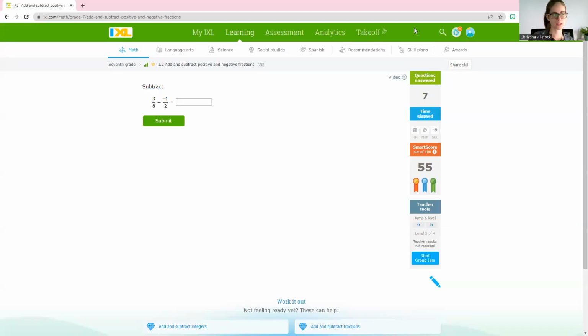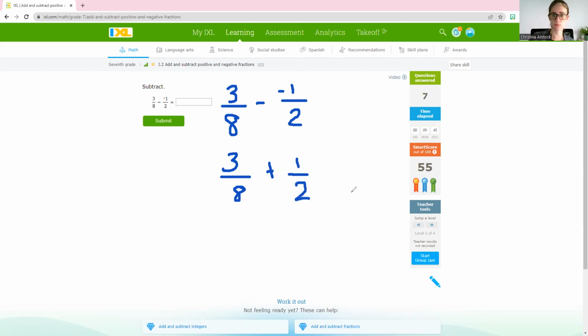All right, let's try this one. We're wanting to subtract 3/8 minus negative 1/2. Again, I'm going to choose to deal with my signs first. I see that it's subtraction. Let's rewrite this as adding the opposite. So 3/8 plus, and then the opposite of a negative 1/2 would be a positive 1/2.